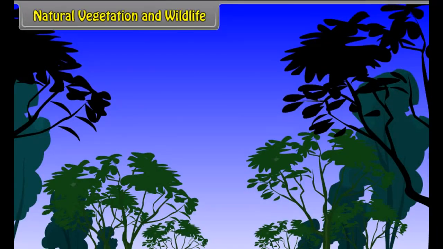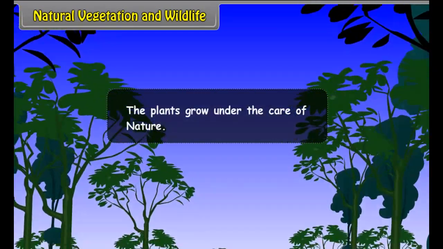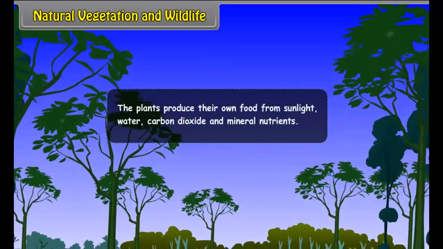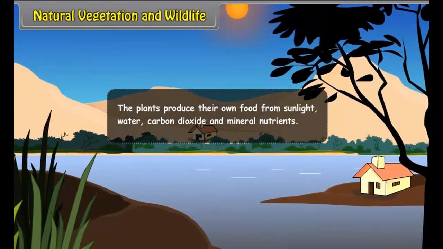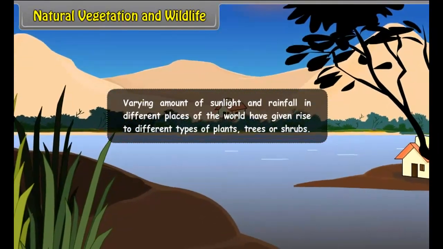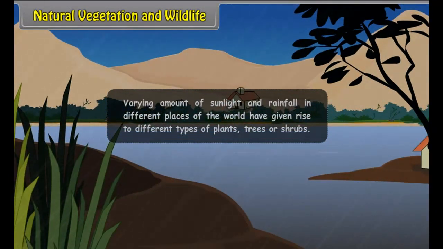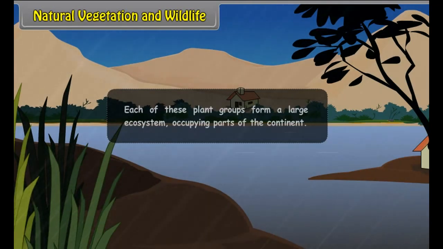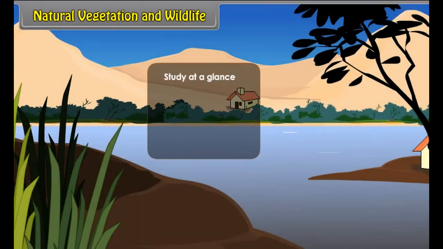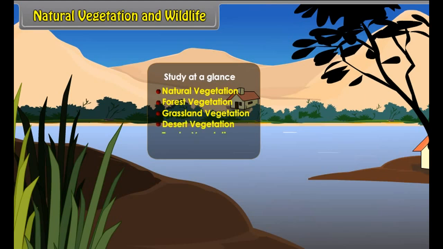Natural vegetation and wildlife. The plants grow under the care of nature. The plants produce their own food from sunlight, water, carbon dioxide and mineral nutrients. Varying amount of sunlight and rainfall in different places of the world have given rise to different types of plants, trees or shrubs. Each of these plant groups form a large ecosystem, occupying parts of the continent. Study at a glance: natural vegetation, forest vegetation, grassland vegetation, desert vegetation, tundra vegetation.